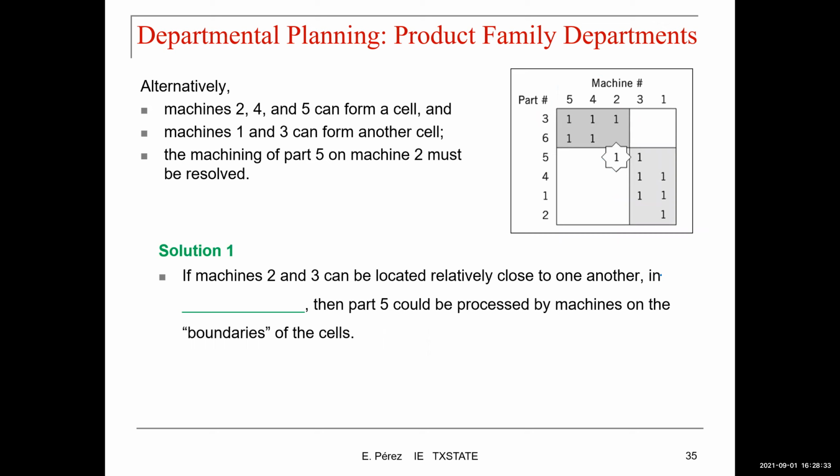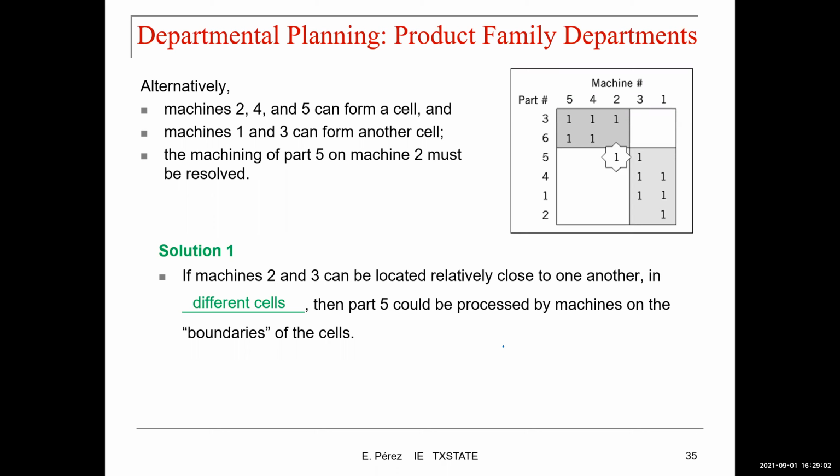As an alternative, I can go the other way around, and then the conflict will still exist. Instead of having the problem with part 3, I now have the problem with part 5. So solution number 1, if machines 2 and 3 can be located relatively close to one another in different cells, then part 5 could be processed by machines on the boundaries of the cells.